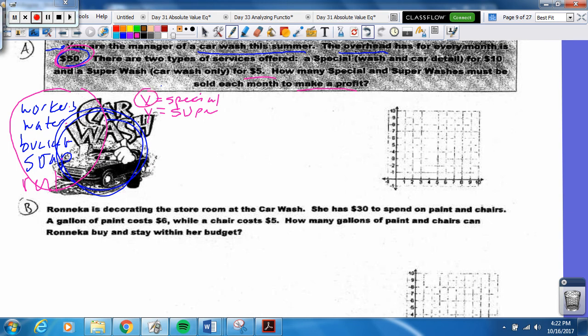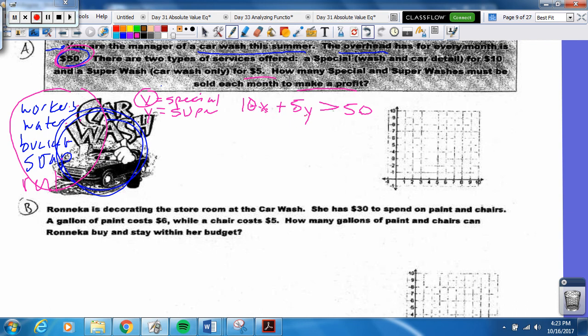So $10 for a special, so let's write our inequality. So 10 for every special plus 5 for every super. So this is how much money you're going to make right here. So this is your income right there. Okay, that's your revenue. So this has to be greater than 50 because you have to pay the 50 right there for all your overhead. So whatever you're selling has to be more than what you put in. So that's how you make a profit. Okay, so how many of each do I have to get?